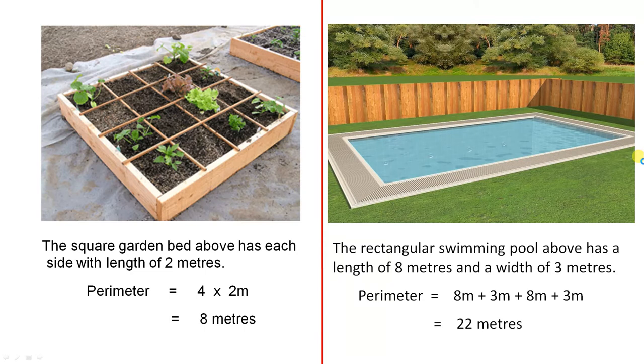The square garden bed above has each side with length 2 meters. So the perimeter has to be 4 times 2 meters, and that's 8 meters. The rectangular swimming pool above has a length of 8 meters and a width of 3 meters. So the perimeter is 8 meters plus 3 meters plus 8 meters plus 3 meters, and that's 22 meters.